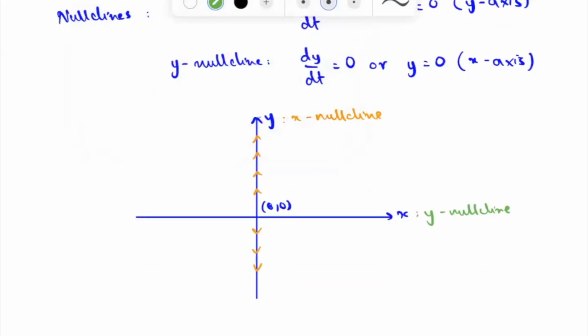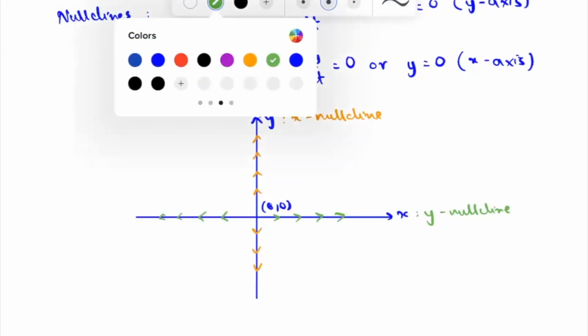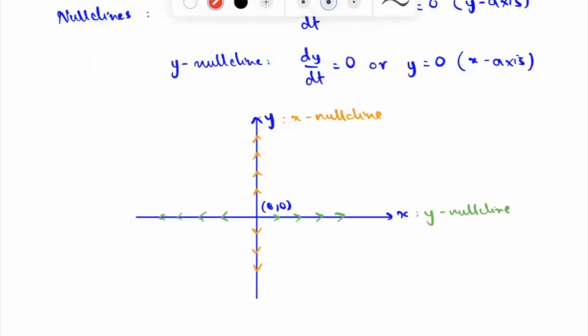And for the y nullcline, it depends on 2y. So dy/dt is equal to 2y. When y is positive, dy/dt is positive, so it gets away from the origin toward the positive side. And when y is negative, dy/dt is also negative, so it's decreasing toward negative infinity. And it suggests that all the solutions will get away from the origin, the critical point.